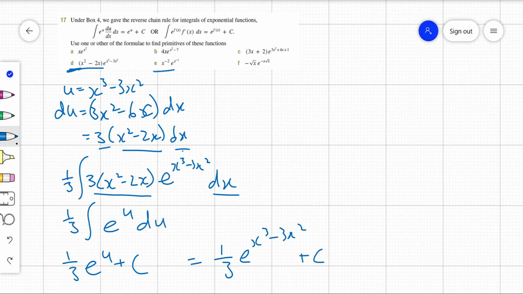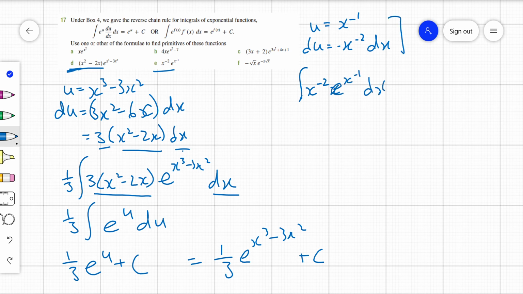Alright, so what do we want to do for this one again? Let's do u equal 1 on x, or x to the negative 1. And then we've got du equaling negative 2 dx. Alright, and we've got that x to the minus 2 in there already. So sometimes if you're getting confused, probably the best way I should have set it up is this is what we want to integrate. That's e to the x to the minus 1 dx. And then I've got this already.